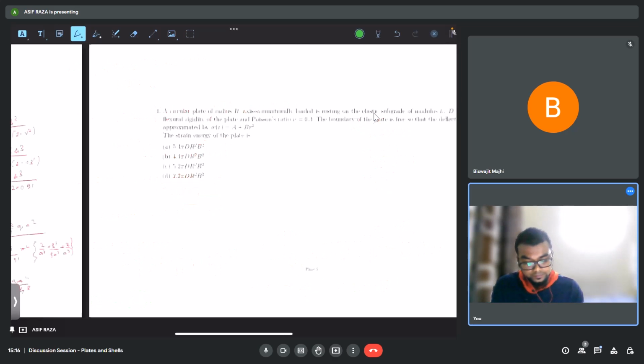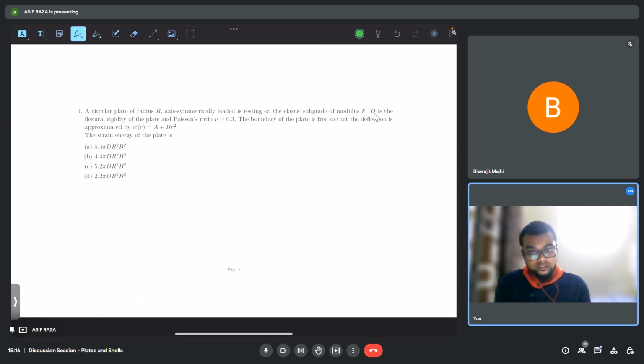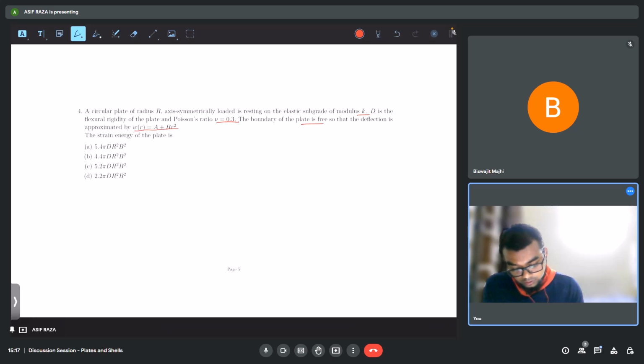Okay, let's move on to the next question. We are given a circular plate of radius r, which is symmetrically loaded, resting on the elastic subgrade of modulus k. D is the flexural rigidity of the plate. Poisson's ratio is equal to 0.3. The boundary of the plate is free, so that the deflection is approximated with this. Okay, so this is the case.